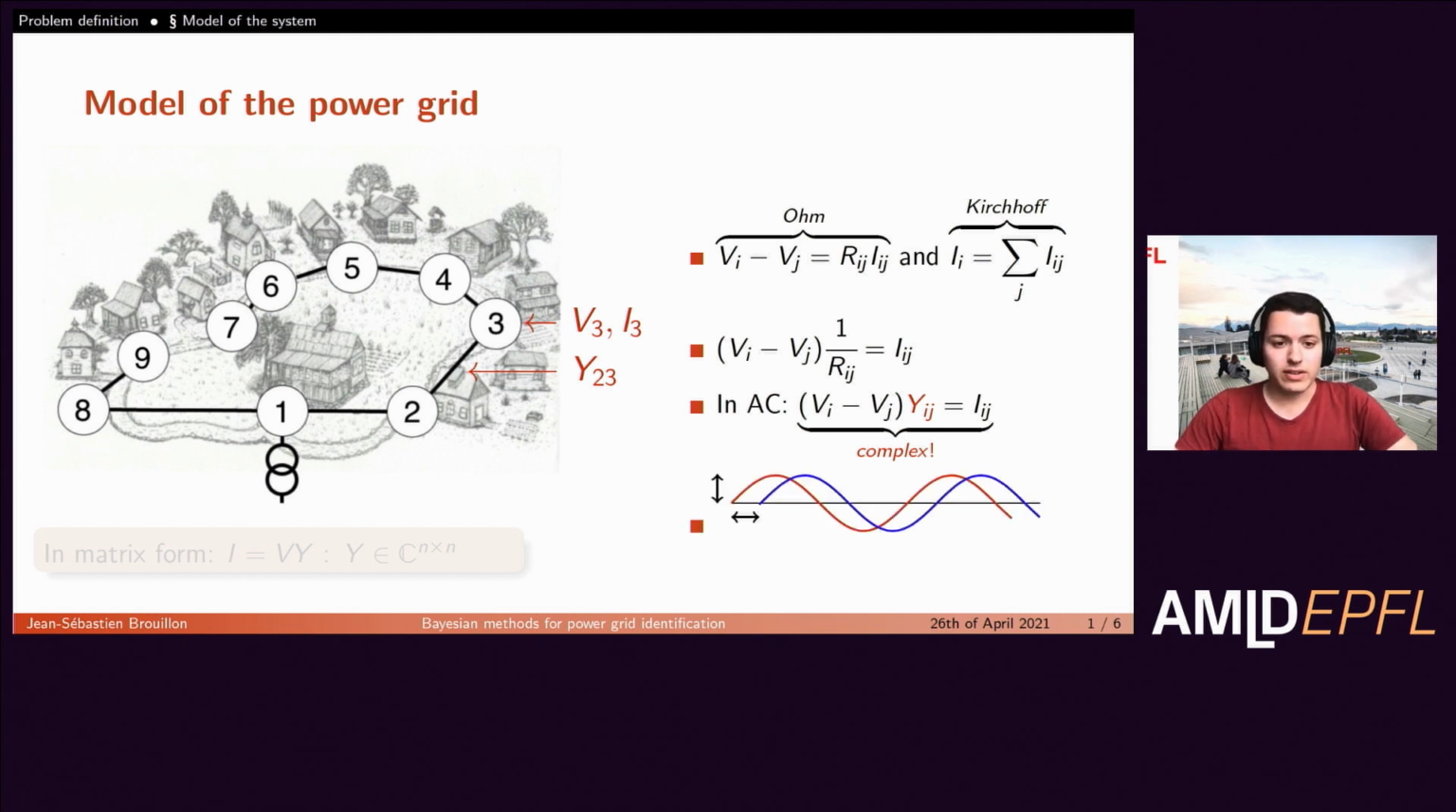Why do we need complex numbers? Because an alternating current signal is a sinusoid, and it's characterized by a magnitude and a phase. So we need two quantities. Now, to model the entire network, we need to work in matrix form, in which all those laws become the equation I equals VY, where Y is a complex matrix of n by n elements. We will call this the admittance matrix, and this is our target for identification. So we want to know what it is.